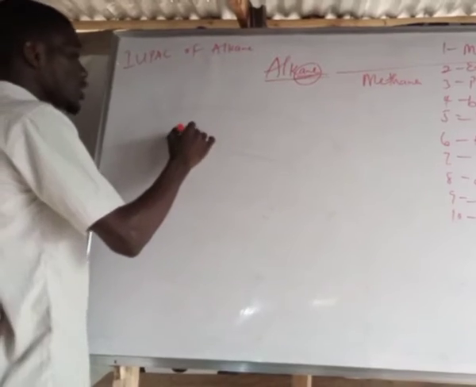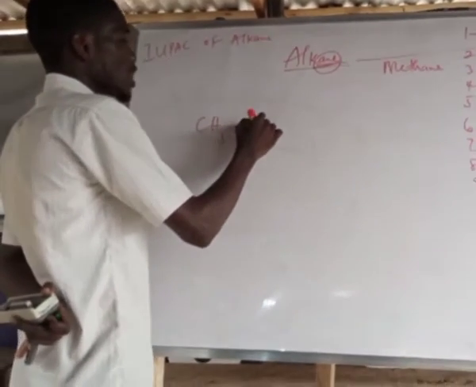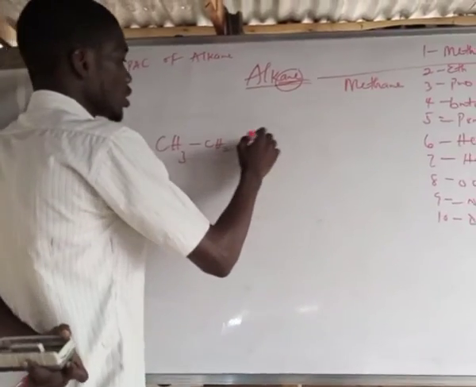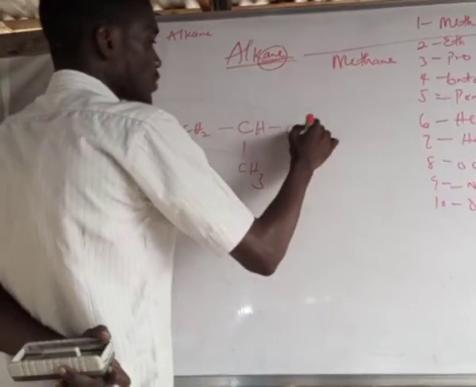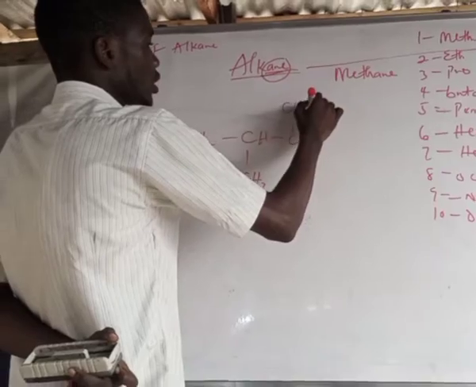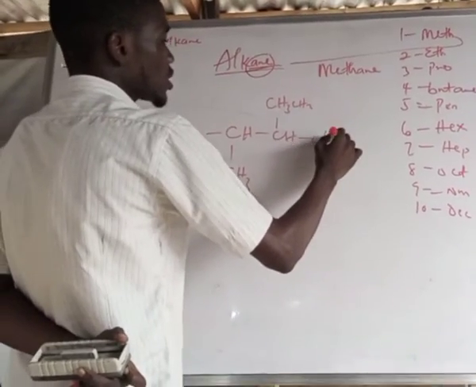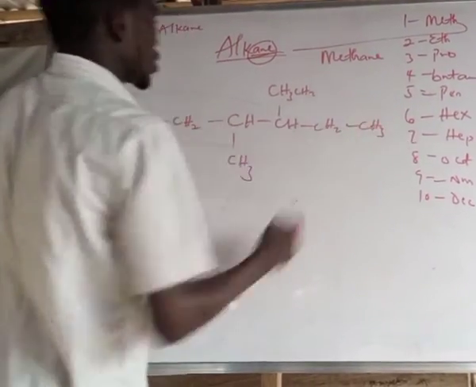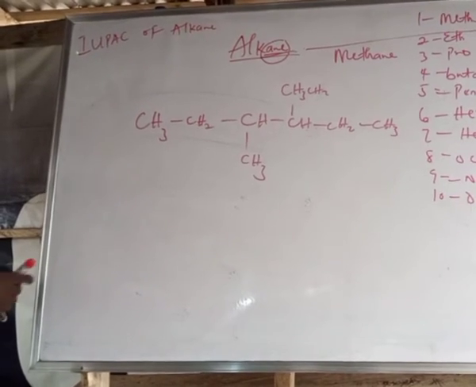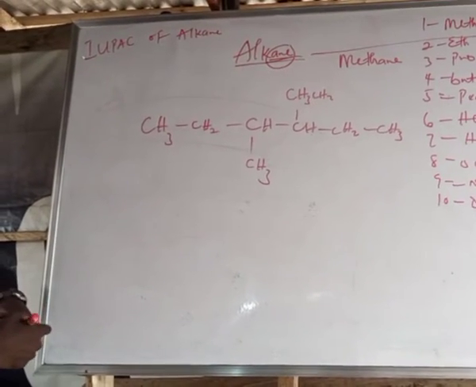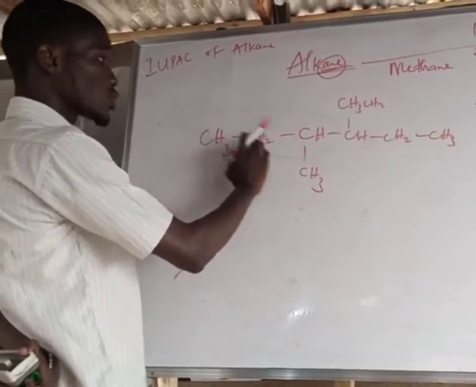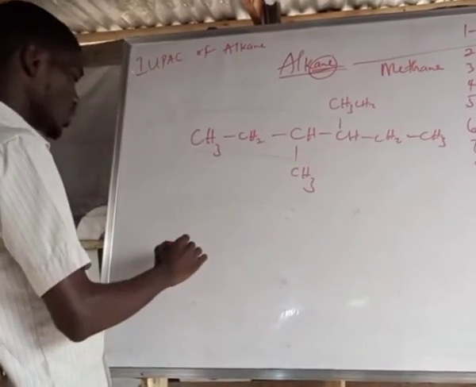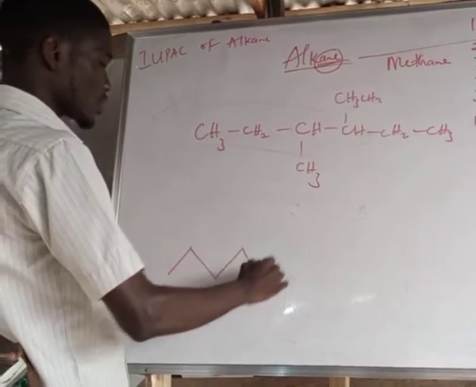We have CH3, CH2, CH, a methyl group here, another CH, then CH3, CH2, CH2, CH3. Looking at what you have on the board now, let's draw the line notation diagram. How many carbons do we have here? 1, 2, 3, 4, 5, 6. The same thing, 3, 4, 5, 6.